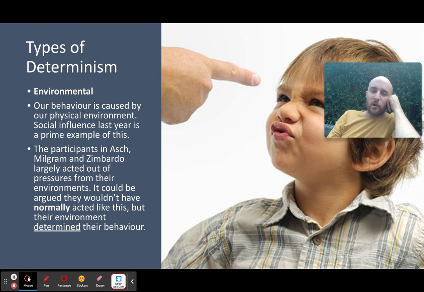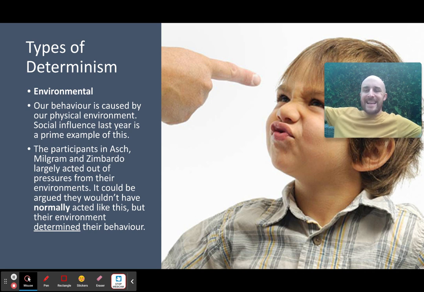The fourth one is environmental, and this is, to be honest, pretty much parenting, peers, upbringing, the whole thing. Anything in your environment can affect your behavior. So how jealous your partner is going to determine your behavior. How attentive your parents were, how sensitive they were to your needs, that's going to determine your behavior. Whether your mum or dad smoke, that's going to determine your behavior.